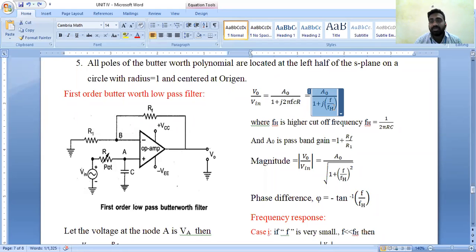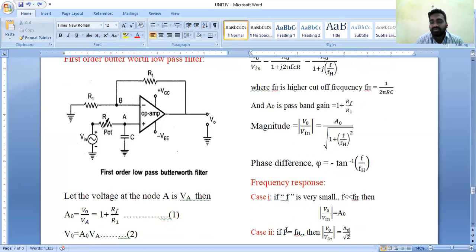that is equal to A naught divided by 1 plus j into frequency with respect to the higher frequency. f_h is nothing but the higher cutoff frequency, represented as 1 by 2 pi RC. Here A naught is nothing but the pass band gain. If we take the magnitude of this entire term, it is represented like this, and this is nothing but the phase. This is the magnitude and this is the phase difference.